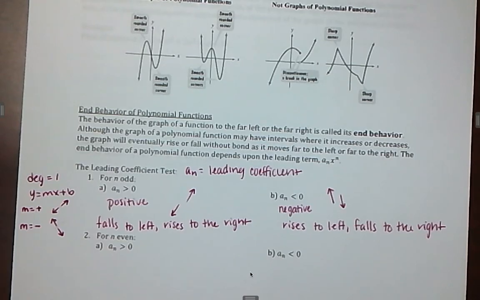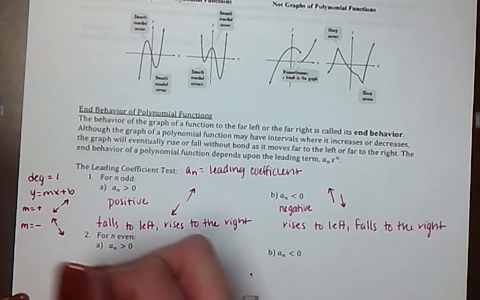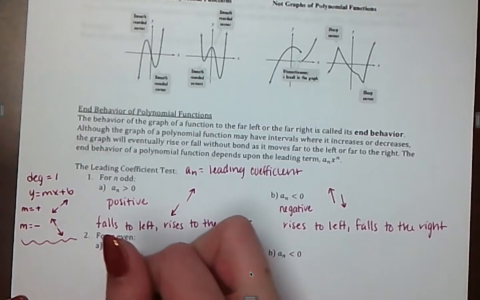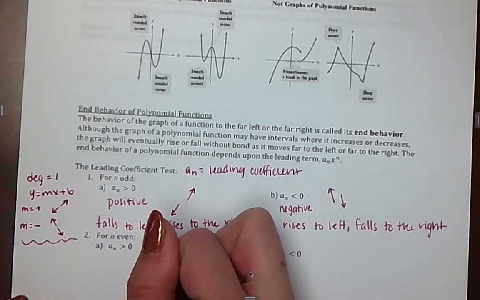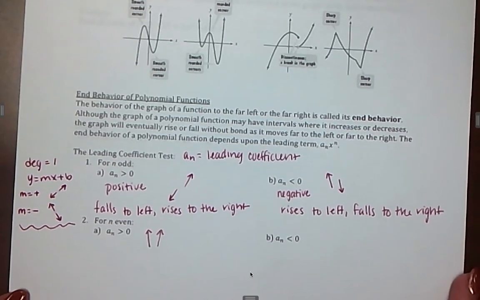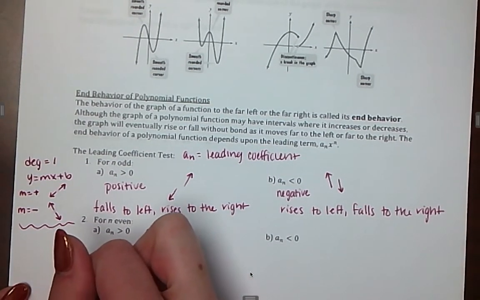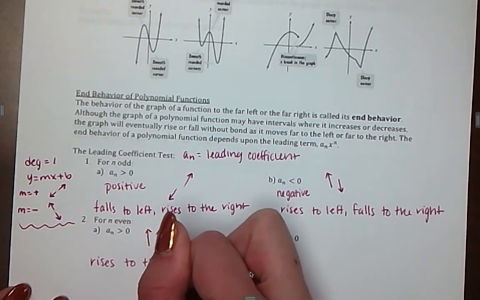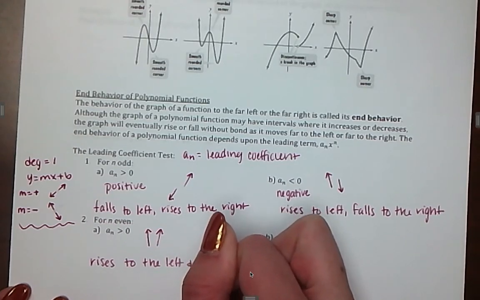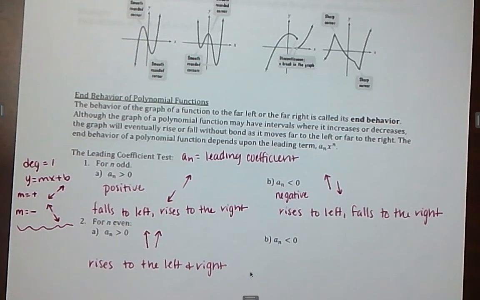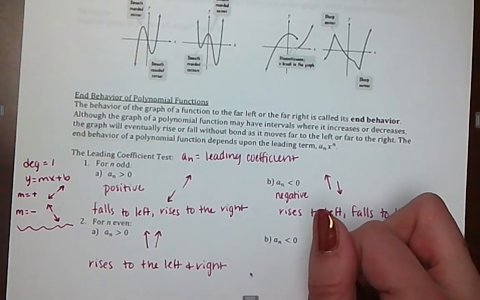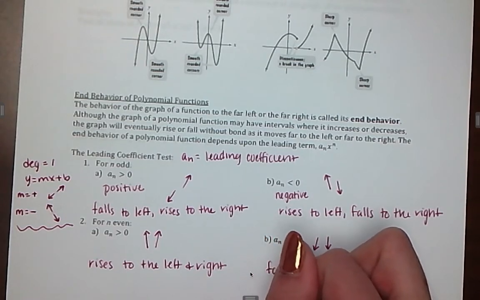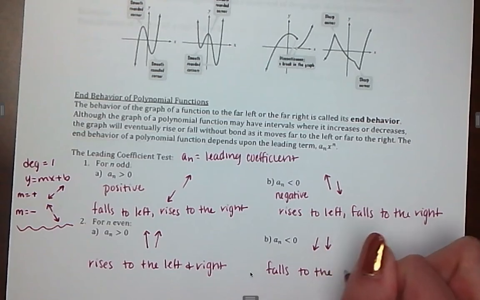Okay, so if n is even, if our leading coefficient is positive, our end behavior is up, up. And so we're going to say rises to the left and right. And then if our leading coefficient is negative, we have down, down. So it falls to the left and the right.